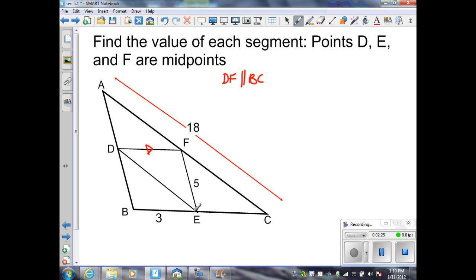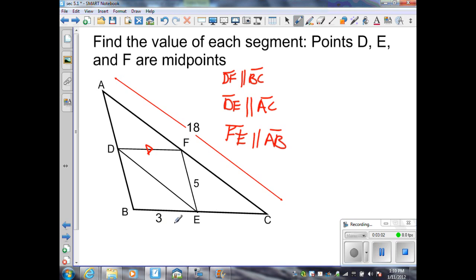I know that DE is a midsegment. Therefore, that tells me that DE is parallel to the third side, which makes that AC. And my third midsegment is FE, and that's parallel to its third side, which would be AB. But what they wanted to do is determine the value of each segment inside this problem.